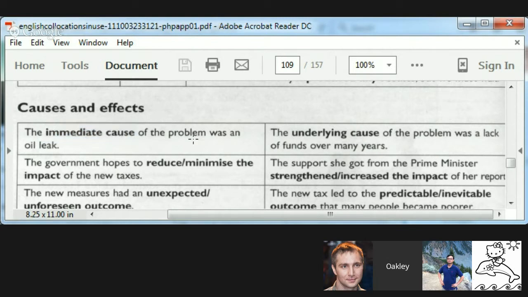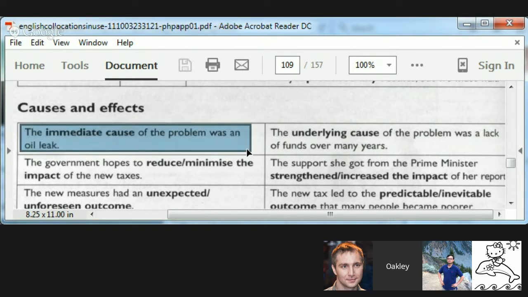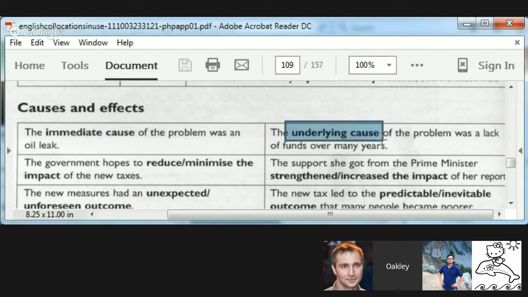The immediate cause, maybe if I'm talking about why my car doesn't work. The immediate cause of the problem was an oil leak, as I ran out of oil. But the underlying cause was because the fan belt was rubbing up against the oil filter, and so it was wearing away at the edge of the oil filter for many, many months. So that is the underlying cause, the real deep reason.